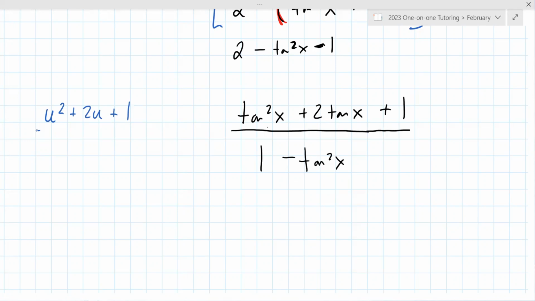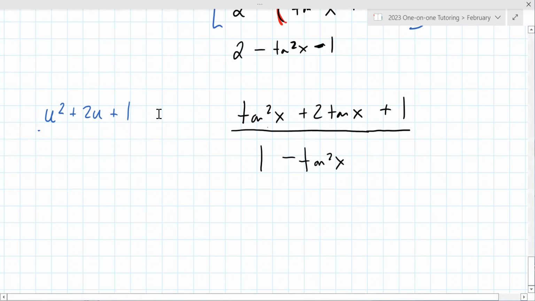So can't you just factor out the U? No, that would be if they all had a U in them. These do not have a U in them. I know what type of factoring it is, I just can't remember it. Okay, so two numbers that multiply to 1 but add up to 2. Yeah, that's what it is.